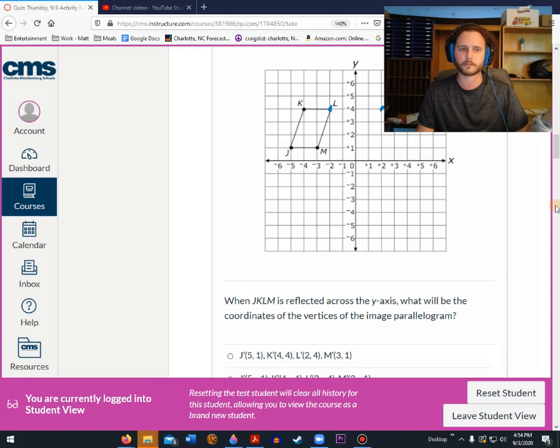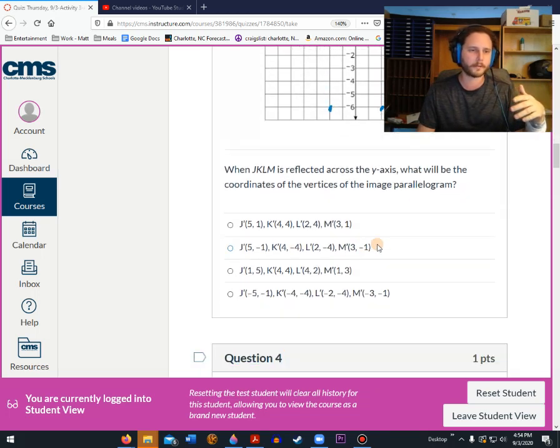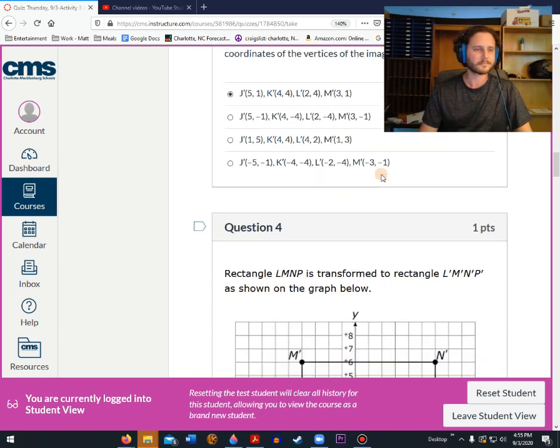Well, let's see if that's an answer choice. L should be at 2, 4. Oh, hey, there's only one answer choice that works. We don't have to waste our time and bust our butts trying to find the other 3 coordinates. We can narrow it down and just get our answer after doing 1.